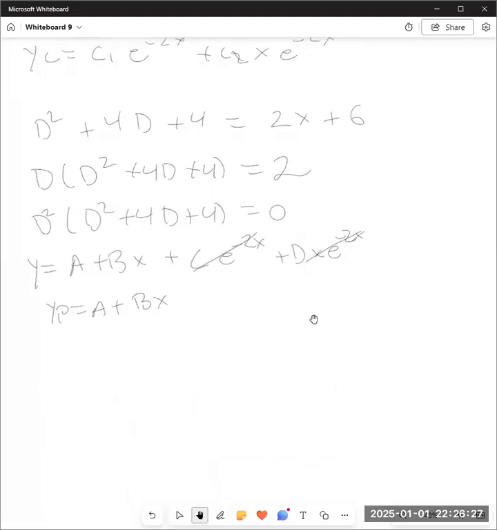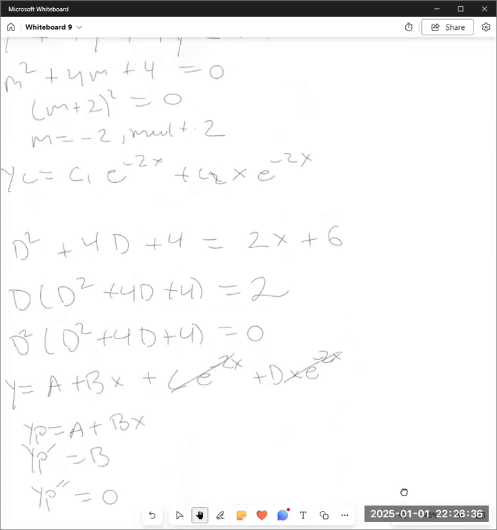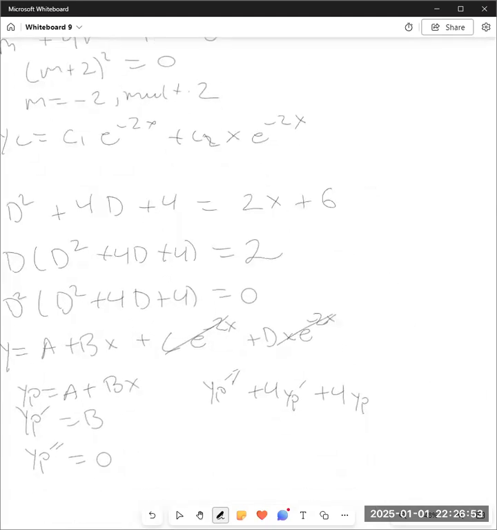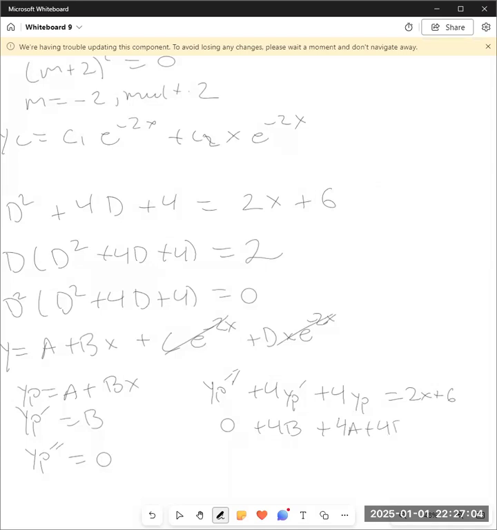That's what it looks like. So my yp prime is equal to b, my yp double prime is equal to 0. And I'm looking at yp double prime plus 4yp prime plus 4yp needs to be equal to 2x plus 6. So this is 0 plus 4b plus 4a plus 4bx equals 2x plus 6.